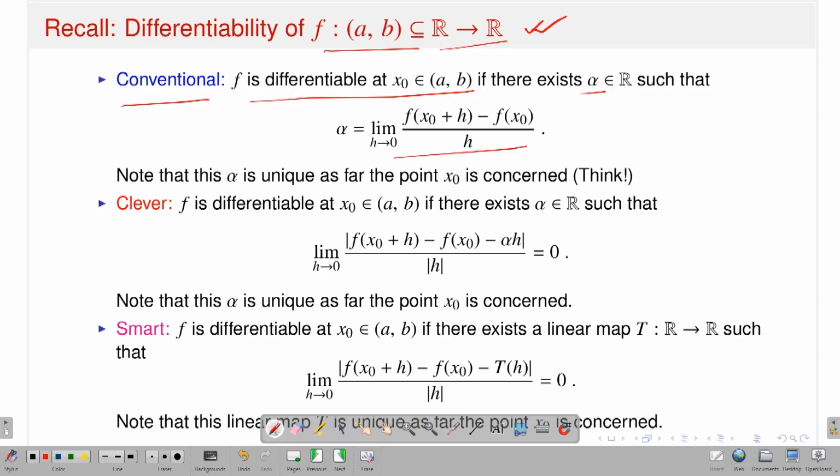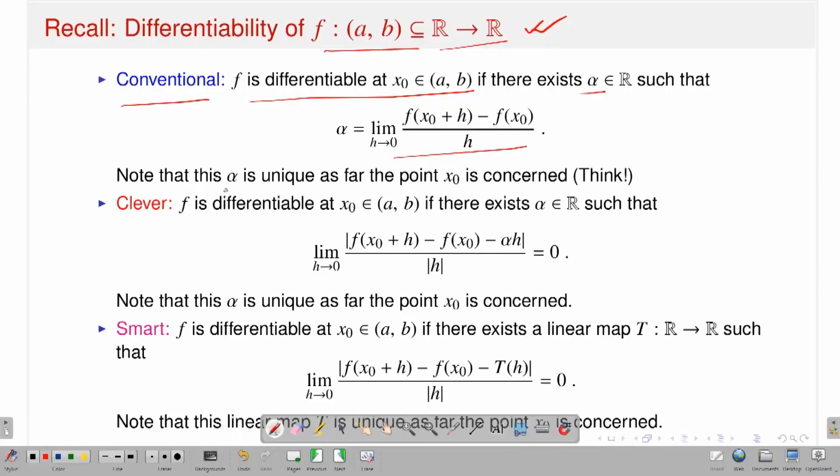If I want to talk about the derivative of f from an open interval (a, b) subset of R to R, then you know the definition. If I want to talk about the differentiability of f at x naught, you calculate the limit as h approaches 0 of the quotient f of x naught plus h minus f of x naught, divided by h. If the limit exists, that limit is the derivative of f at the point x naught. Of course, alpha is unique as far as x naught is concerned. That means if the derivative exists at the point, it is unique, because if a limit exists, the limit is unique.